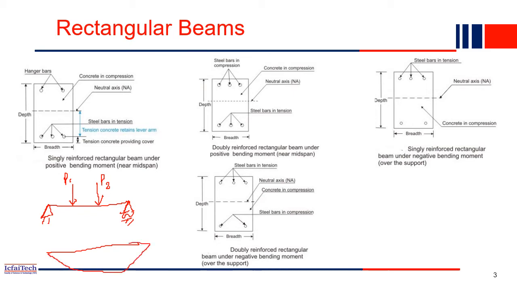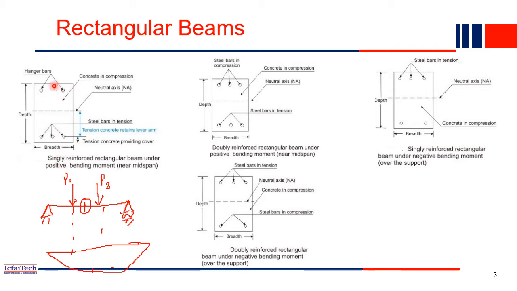Something like that will be the bending moment diagram. I'm sorry, but it will be straight. So the middle portion of the bending moment diagram is maximum. You will find the maximum bending moment at the middle of the section, whereas the minimum bending moment you will find near the support.